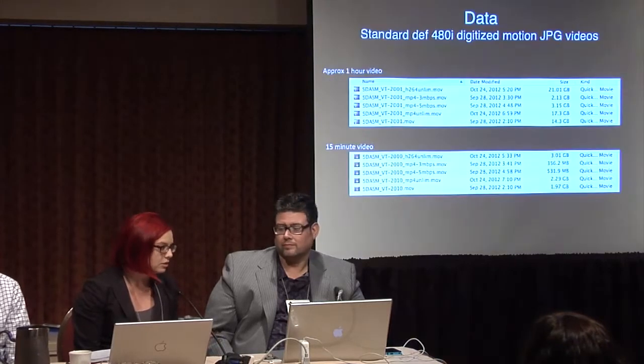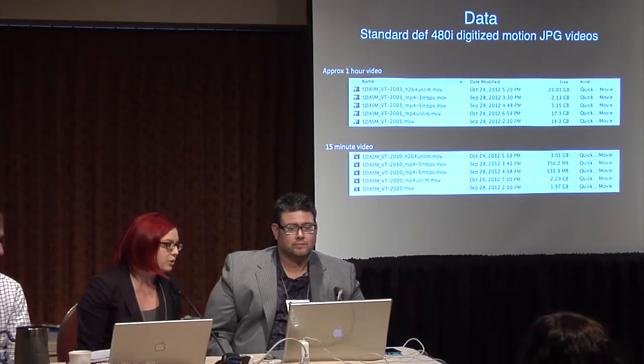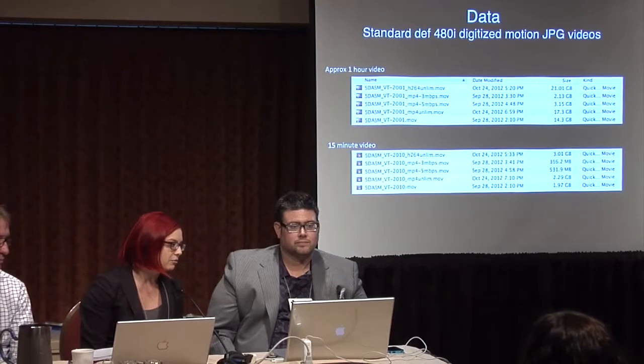So I did a little study. This was stuff that Parian gave me from the SAMA to do a test of exports. I took a 1 hour video that was 14 gigs, and this is standard definition, right? So we're talking 720 by 480. And so it's 14 gigs for a 1 hour video and about 2 gigs for the 15-minute video. And those are motion JPEGs in a QuickTime wrapper.